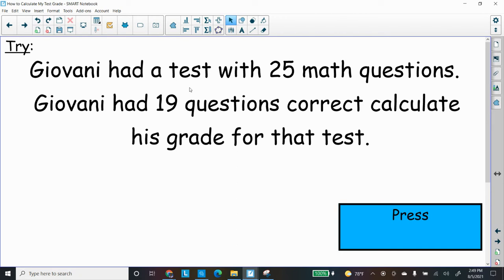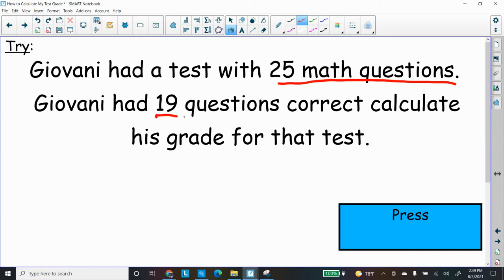So Giovanni had a test. It had 25 math questions. So that's important. Let me underline that. And Giovanni had 19 questions correct. Calculate his grade for that test.